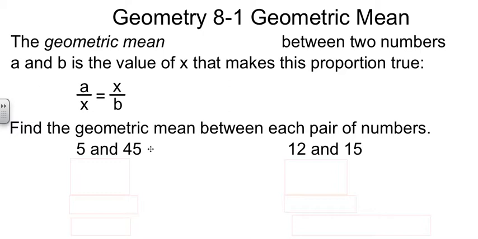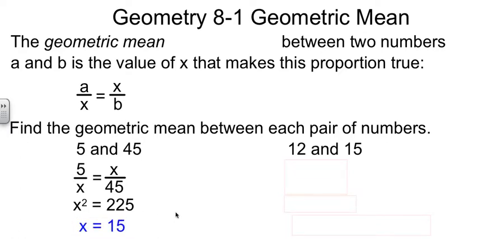So, for example, they gave us here 5 and 45, and our job is to find the geometric mean between them. That means we need to set up an equation, 5 over x equals x over 45. Well, if we cross multiply, x squared equals 225, take the square root, and we get 15. Now, technically we get positive and negative 15, but we'll just worry about the positive version here, because typically what we're talking about is side lengths. And as we know, those can't be negative.